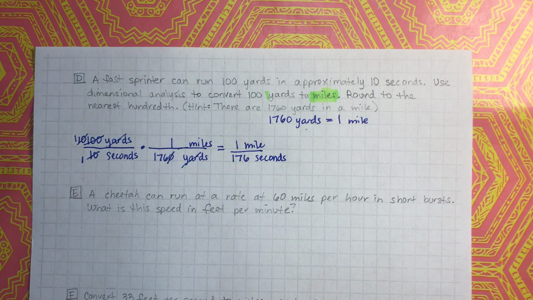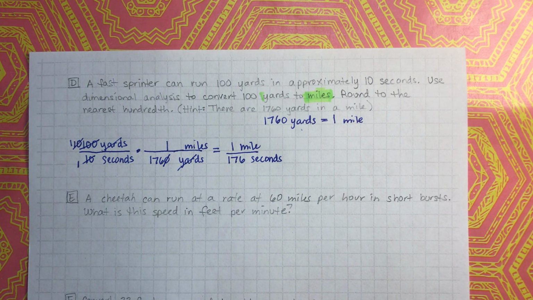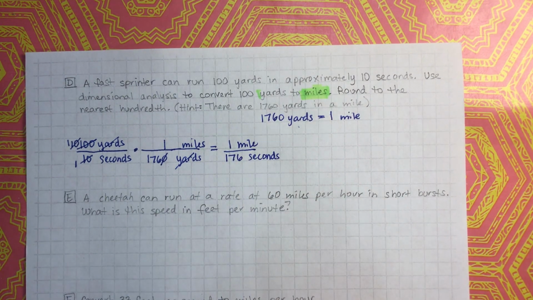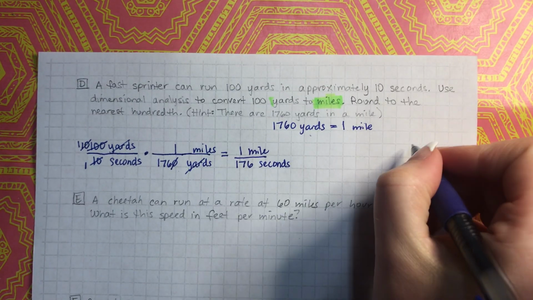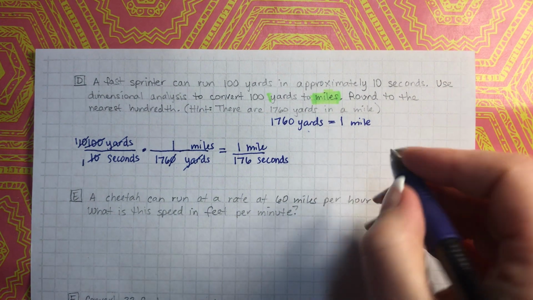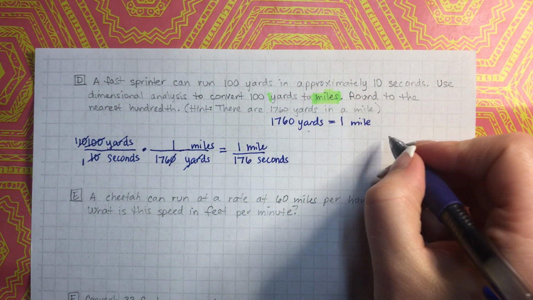Okay, so a fast sprinter can run 100 yards in approximately 10 seconds. Use dimensional analysis to convert 100 yards to miles. Round to the nearest hundredth. Okay. So now we just need to figure out how many miles per second that is. And to do that, we have to do this division right here. Well, okay. This isn't going to be a very super fun division, but we can do it.